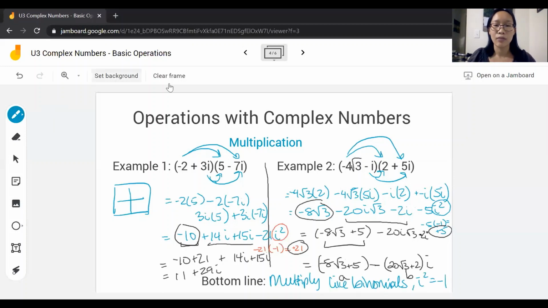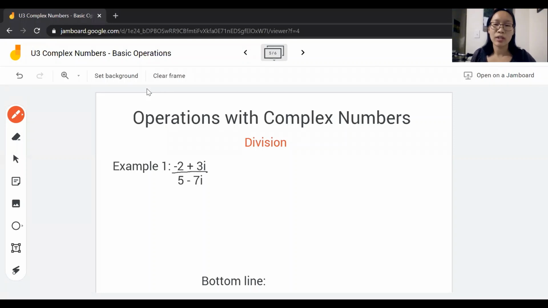Let's take a look at division. Division works a little differently. The main thing you need to know about dividing complex numbers is that you're not supposed to have complex numbers in your denominator. It's like walking around with toilet paper on your shoe. It's not technically wrong, but it's just embarrassing.